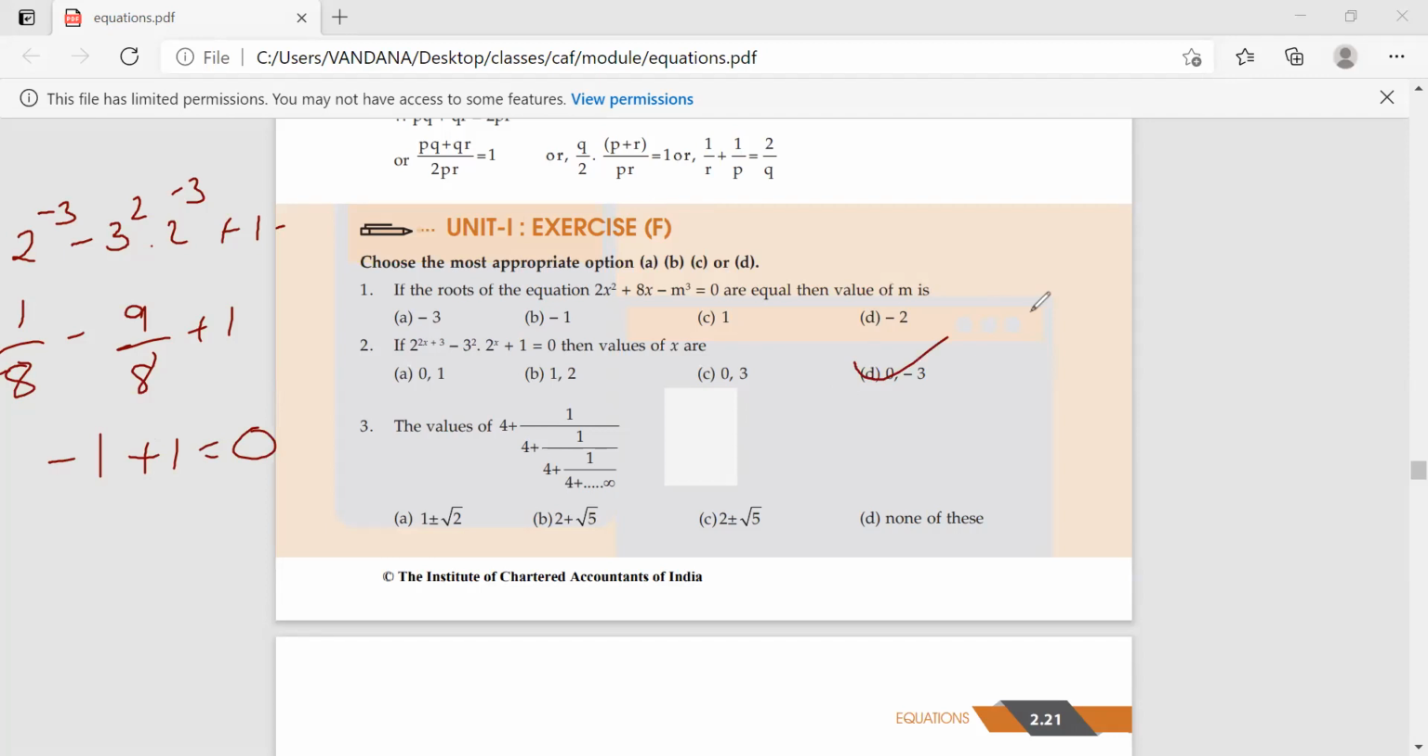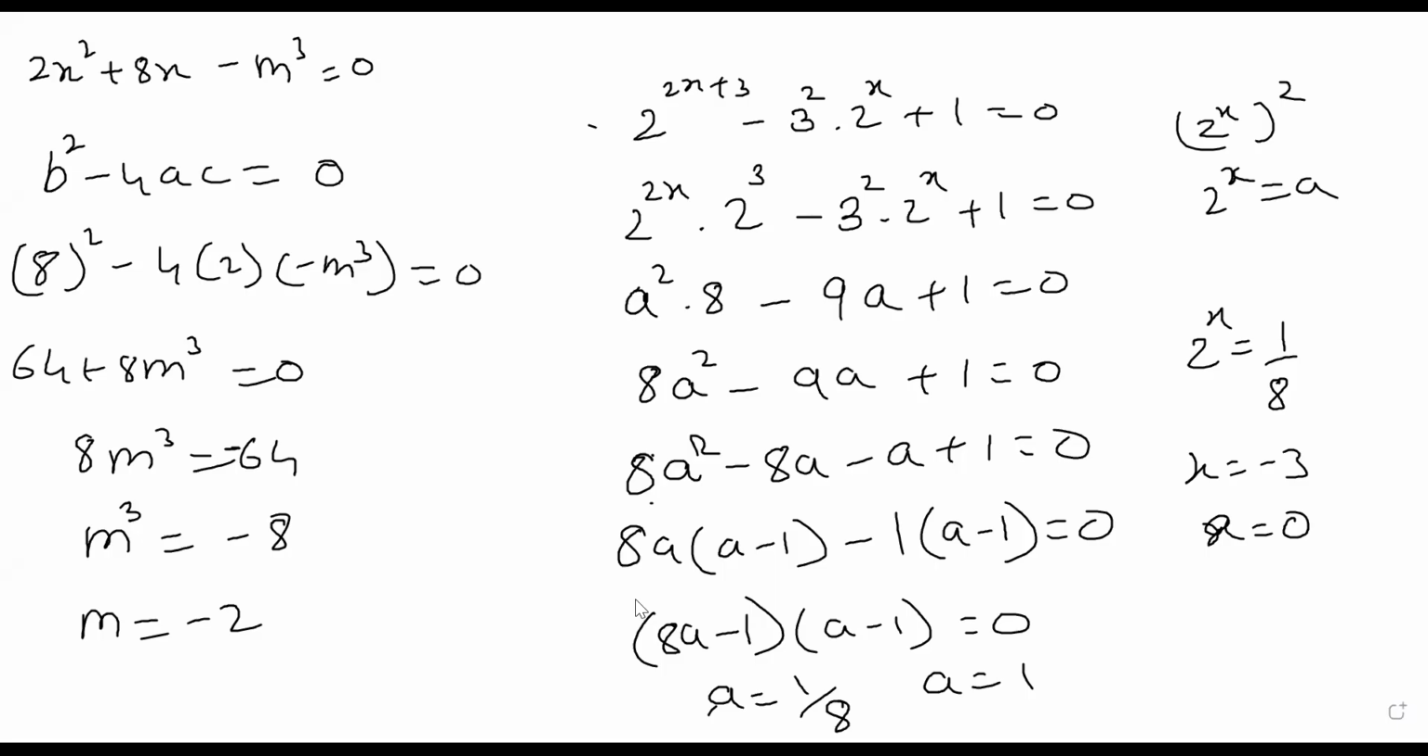Now let us come to the third sum. This is a very unique kind of sum. You have to find the value of 4 plus 1 by 4 plus 1 by, and so on, up to infinity. I will say let this be equal to y.